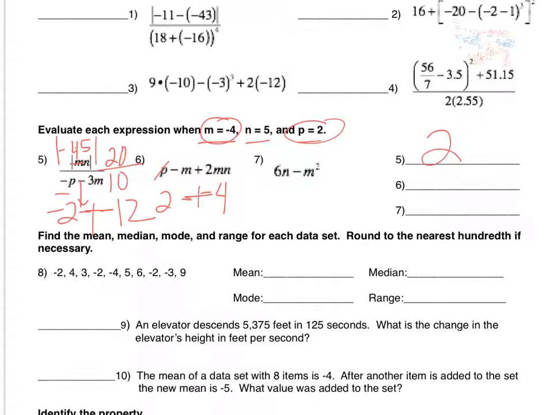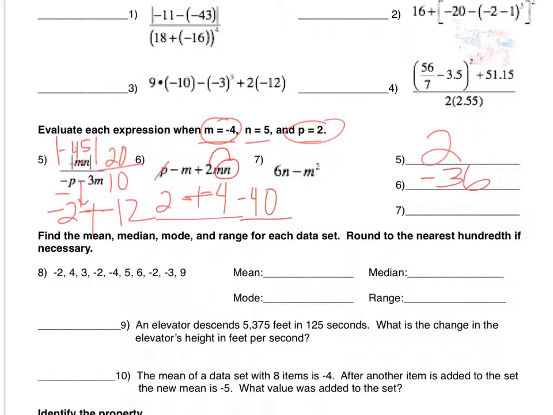For number 6, we have p, which is 2, minus m, which is a minus a negative 4, which is a positive 4. Then we have m times n, so negative 4 times 5, which is negative 20, times that 2, which is a negative 40. So m times n, negative 20, times 2 is negative 40. 2 plus 4 is 6. 6 take away 40 is a negative 36.